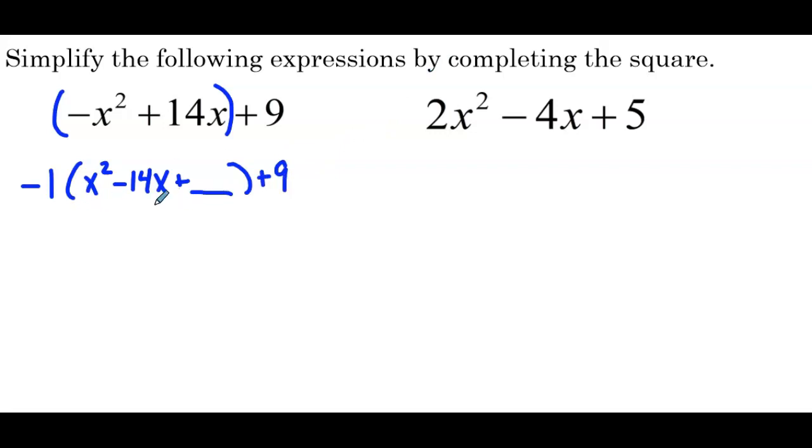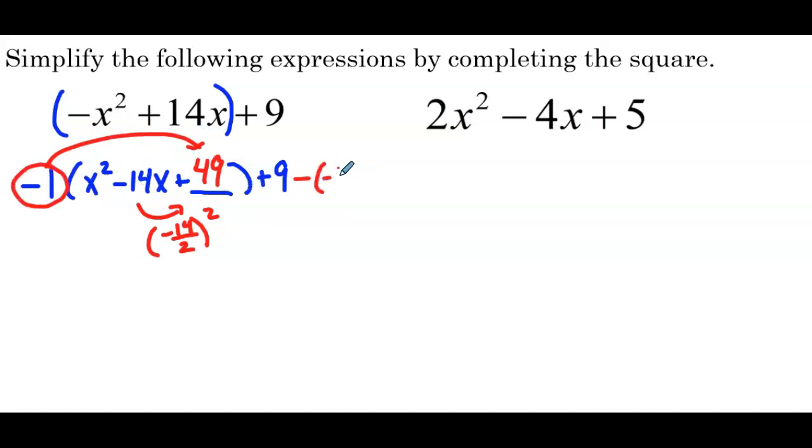So the value that completes the square is going to be half of the coefficient of x. So half of negative 14 is negative 7, squared is 49. So if we're adding 49, we have to subtract outside of the parentheses. But remember, we have to think what we would get if we distribute it out. So this negative 1 times the 49 would give us negative 49. So we're subtracting negative 49.